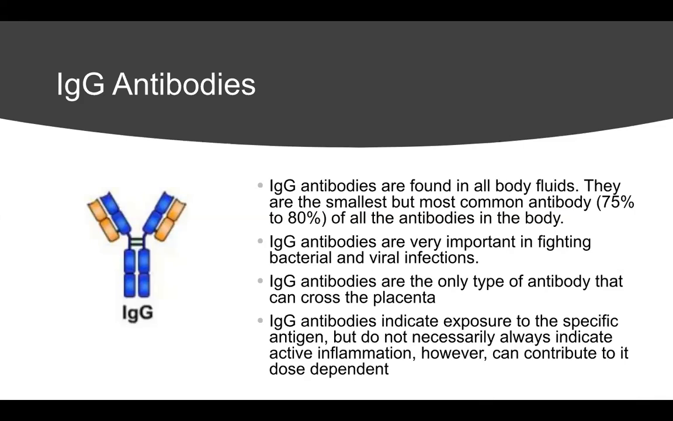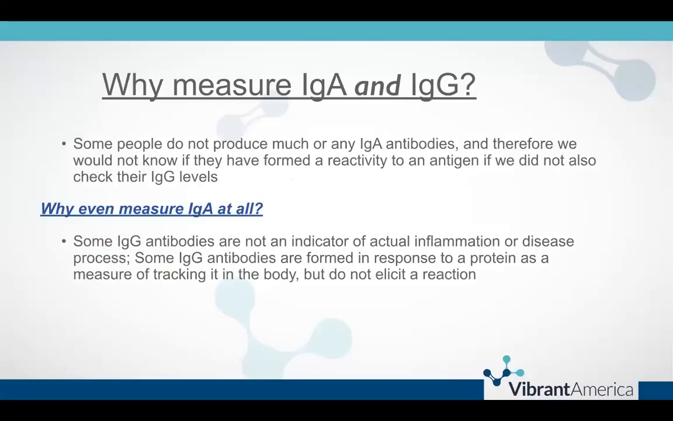They do indicate exposure to a specific antigen, but they do not necessarily always indicate active inflammation. However, it may contribute to it, and it may be dose dependent. So why would we measure IgA and IgG on these foods? Some people do not produce much or any IgA antibodies. There is such a thing as an IgA deficiency.